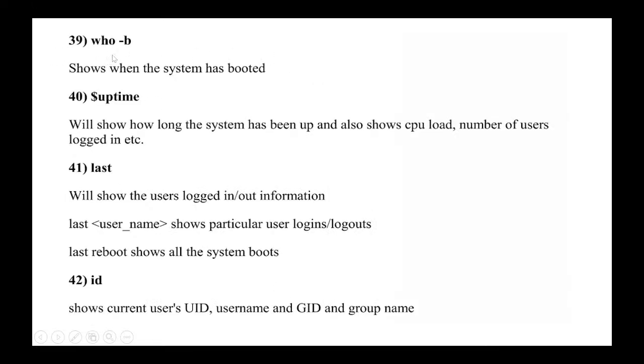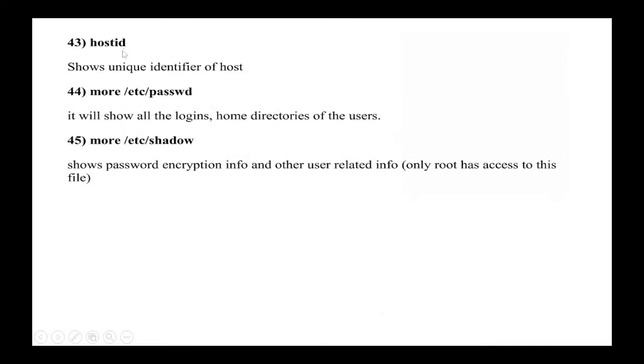The 39th one is who -b, which shows when the system has booted. The 40th is uptime, which shows you how long the system has been up and also shows the CPU load, number of users logged in, etc. The 41st one is last, which will show you the users logged in and out information. The 42nd is id, which shows the current user's ID, username, GID, and group name. And hostid shows the unique identifier of the host.